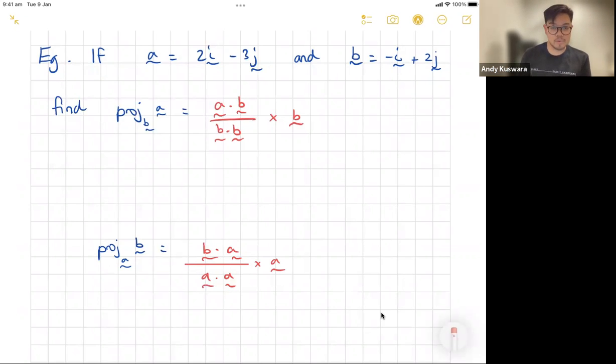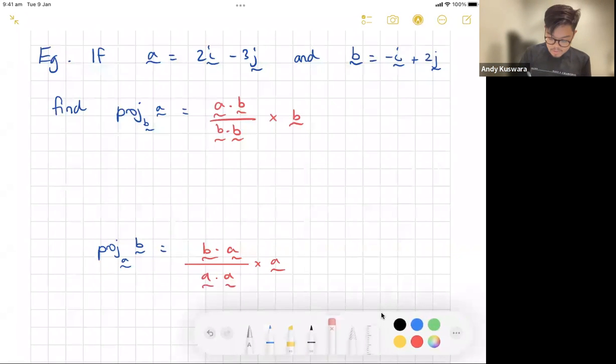And if you take a look below, if we want the projection of b onto a, so we're projecting the other way, we just kind of reverse everything. So all the b's turn to a's, all the a's turn to b's. It's just going to be b dot a over a dot a times a.